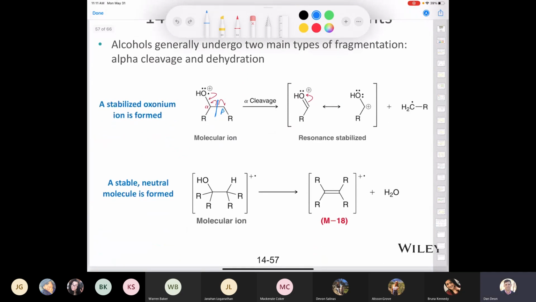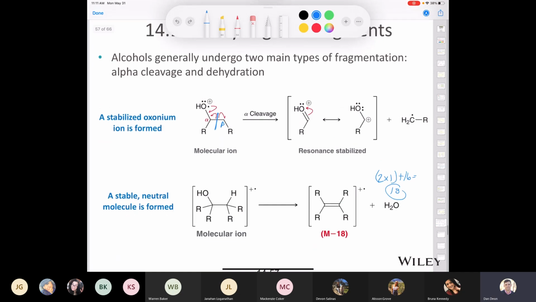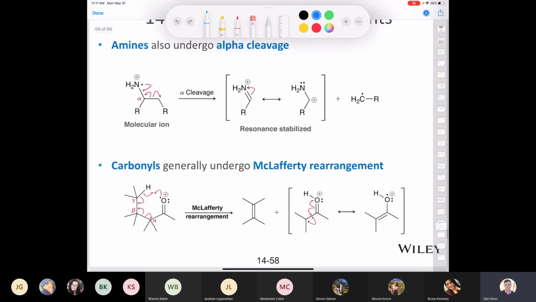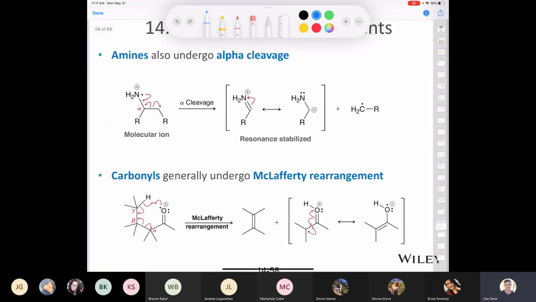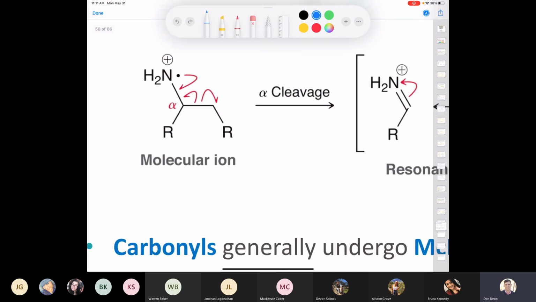Also, if you lose water, well, water is 2 times 1 for the hydrogen plus 16, so it has a mass of 18. If you lose 18, that is also a clue that you've got an alcohol. You can also have an alpha cleavage for an amine. It follows the exact same rationale.